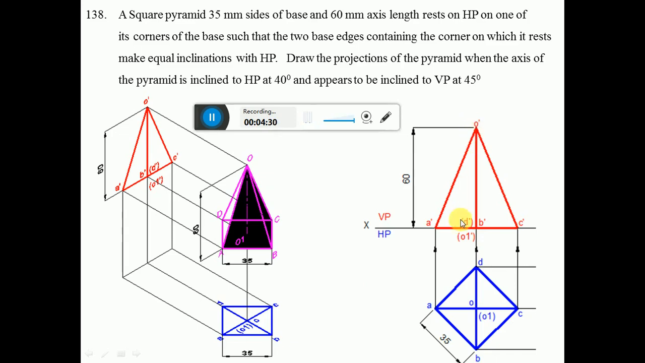Then join O dash to A dash, O dash to B dash, O dash to C dash with a dark line. Then dark between A dash to B dash and B dash to C dash to complete this. Now since the axis is parallel to VP, I am getting the true length of the axis O dash O1 dash. Now he says the axis is inclined to HP at 40 degrees.